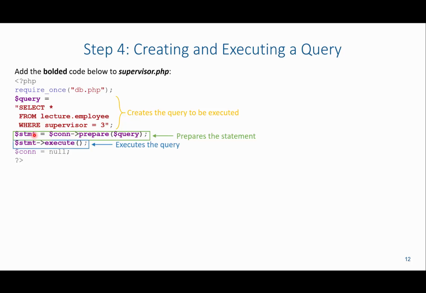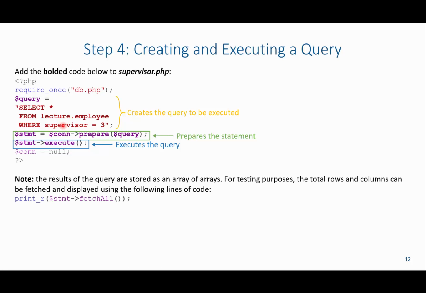To then actually execute the query against the database, I'm going to say statement dash greater than execute, open and close parentheses. This is essentially as if I had actually clicked the submit button to execute the query. If you wanted to see the results of your query, you could actually print them. It comes in an array format, so in order to print an array, you would have to say print_r, and then we could say from this statement that we just executed, fetch all the rows of that.